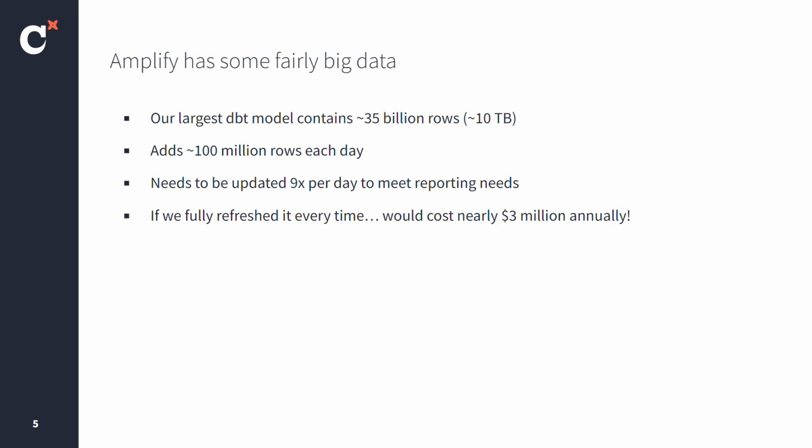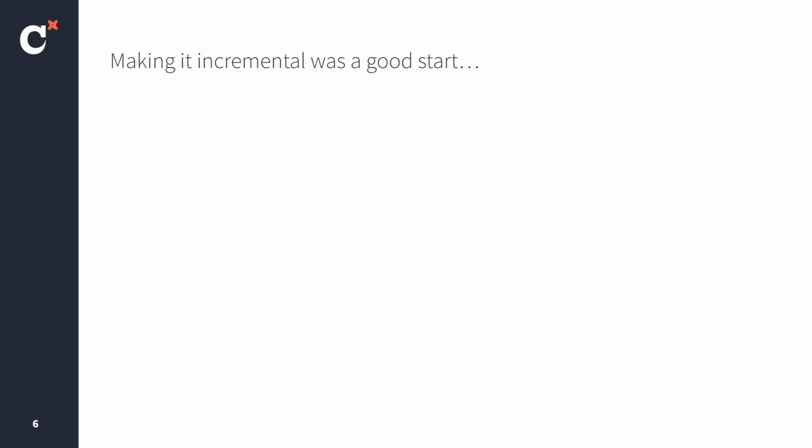And if we were to fully refresh that every time, I did the math on that, that would be nearly $3 million annually to build this one model. So obviously we're not going to do that. So we said, okay, well, we'll make it incremental. And we made it incremental using what we thought were best practices. And it turns out that making it incremental was a good start. But with data this big, that actually doesn't solve all of your problems.